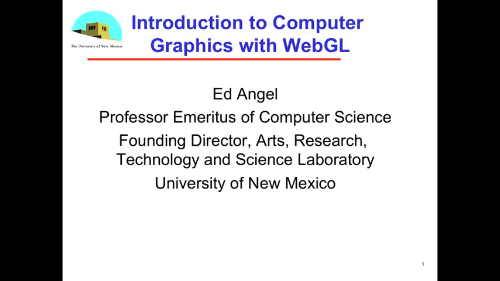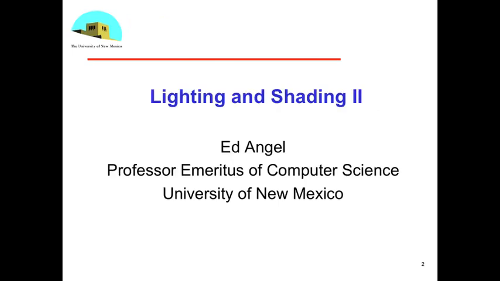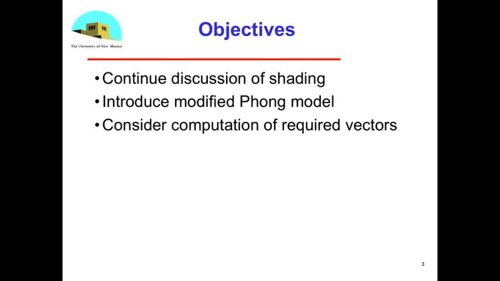Okay, let's continue our discussion of lighting and shading. What we're going to do in this lecture is move from the ideas of specular, diffuse, and ambient terms from last lecture and get into more details of the model, but also introduce a modification of the basic Phong model called the modified Phong or Phong Blinn or Blinn-Phong model. Then we'll look briefly at the vectors that we need to compute for that model. And then in the next lecture, we'll actually start looking at code in WebGL that implements this.